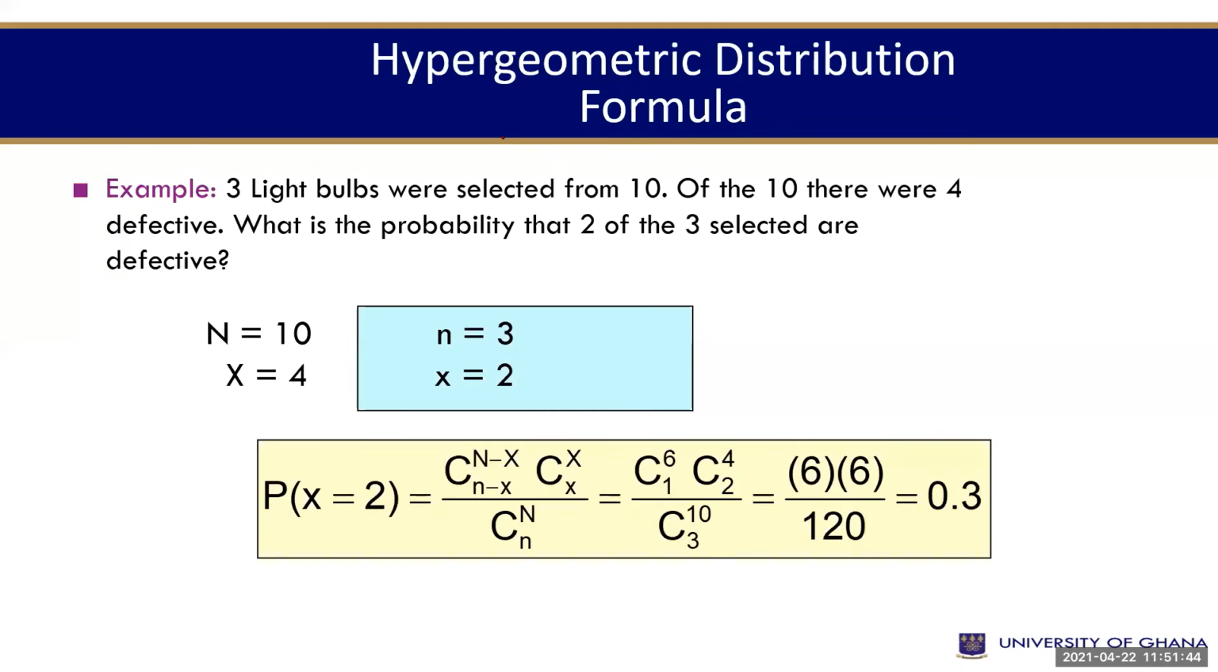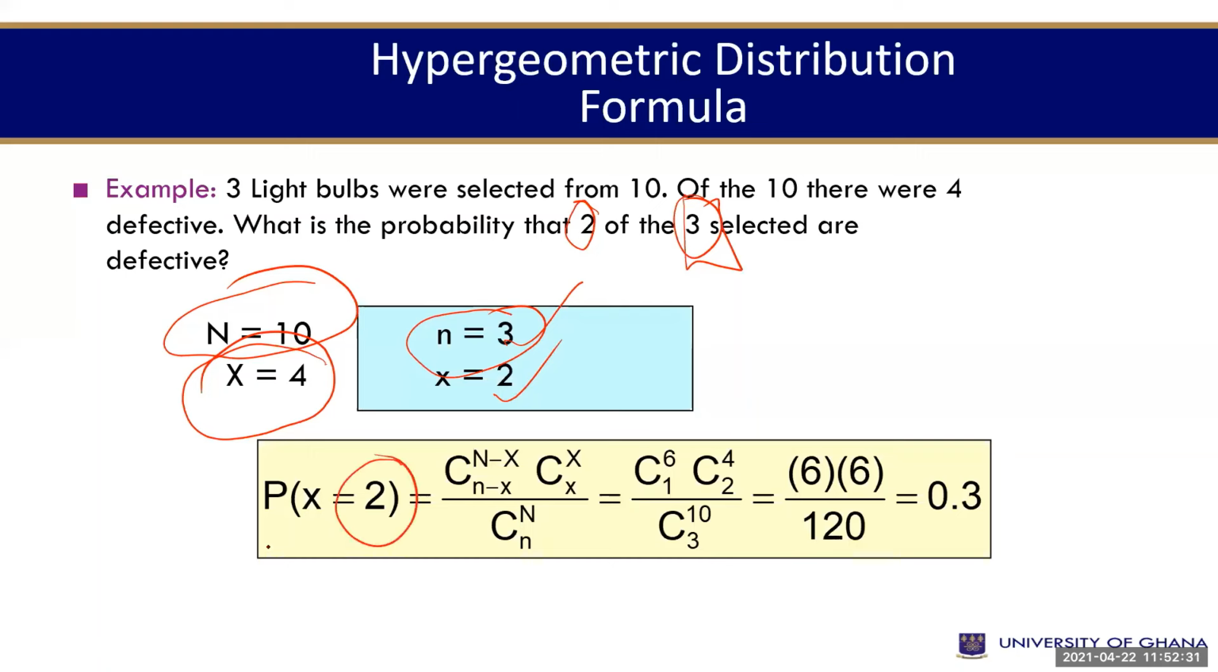For example, you have three light bulbs. If three light bulbs were selected from 10, of the 10, there were 4 defective. What is the probability that 2 of the 3 selected are defective? Given that this is the sample and this is the 4 we selected, out of the 4, we are saying that for 3, what's the probability that out of the 3 bulbs selected from the 4, 2 will be defective? Small n here is defined as the number selected, which is 3, and x as such.